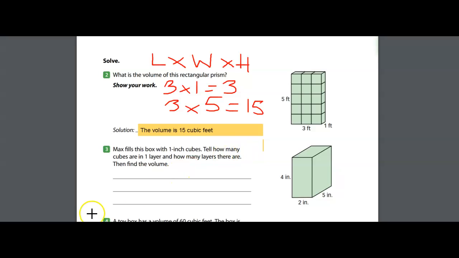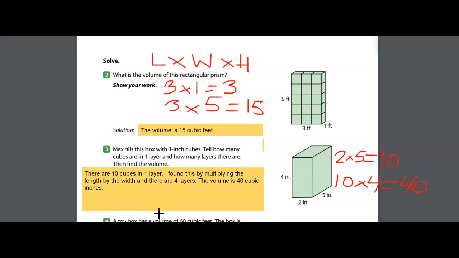Question 3 says, Max fills this box with 1-inch cubes. This box to our right. Tell how many cubes are in one layer and how many layers there are. Then find the volume. So press pause and see if you can work this out on your own.